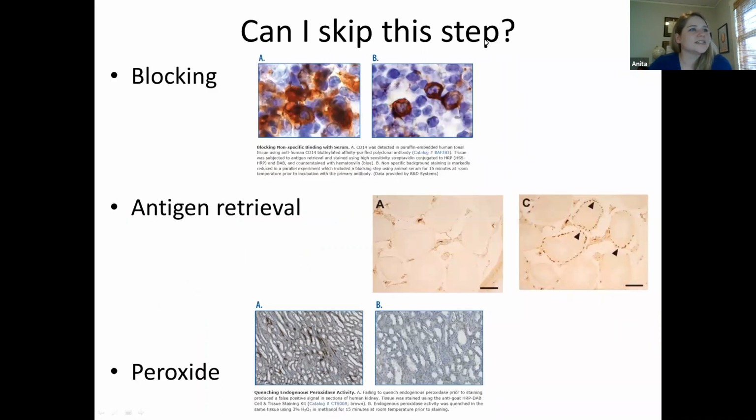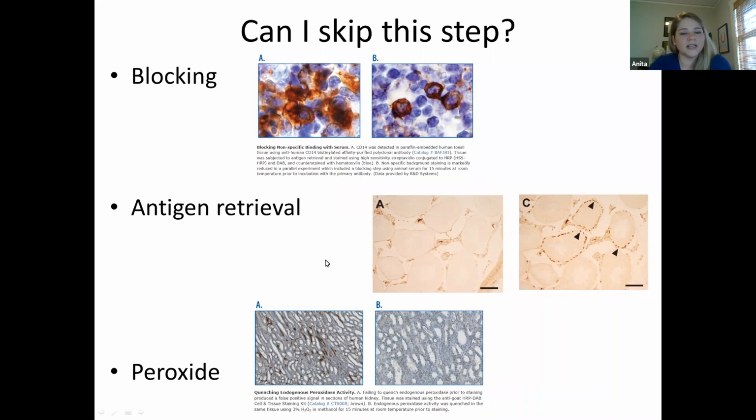So this is another thing that I've heard. Can I skip this step with antibody staining? So this is just to show you the purpose of doing your blocking step. So you typically block with the serum of the animal from your secondary antibody, and that gives you a lot cleaner staining. Antigen retrieval, we just talked about that particular antibody required retrieval.